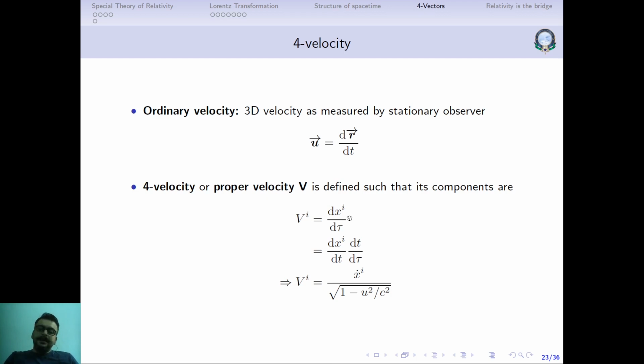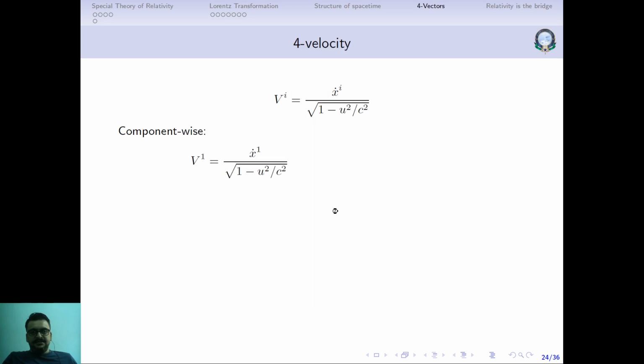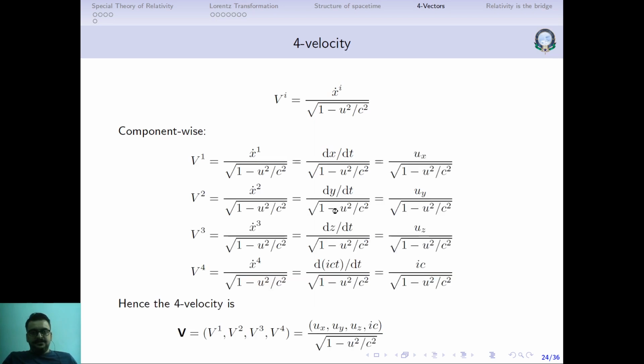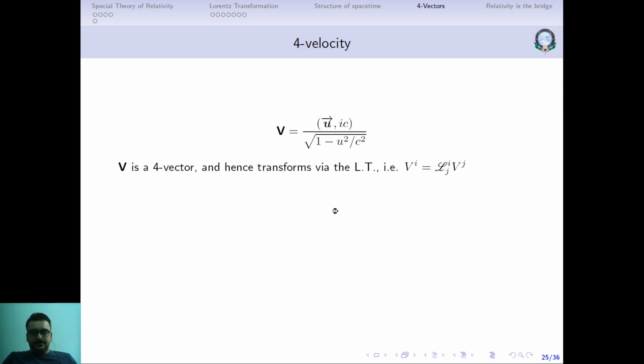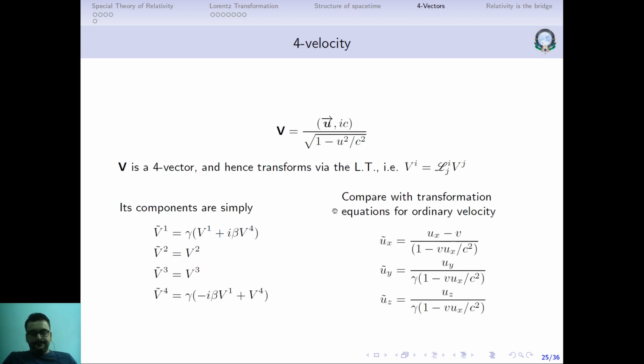But the moment we put a proper time here, the proper time is going to be invariant with respect to transformation from one IRF to another inertial reference frame. So the only place where the transformation works is going to be only in the numerator. So that's the advantage of using 4 velocity instead of using ordinary 3-dimensional velocity.